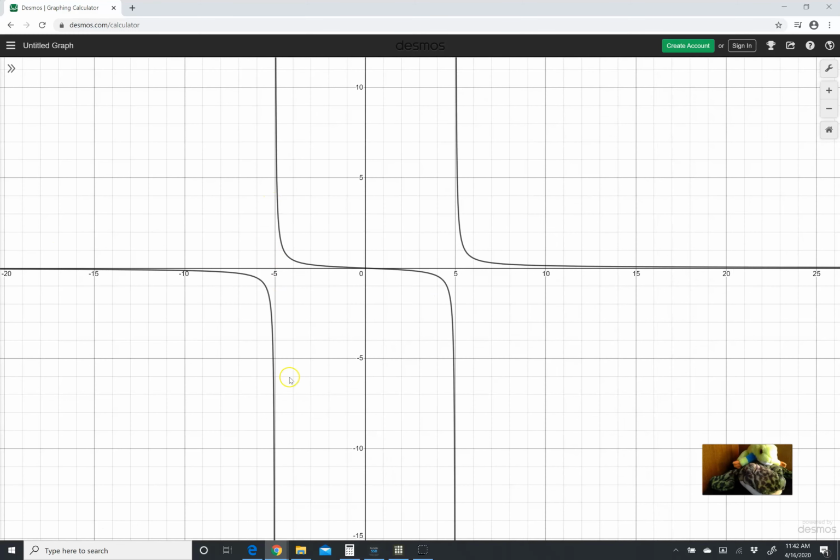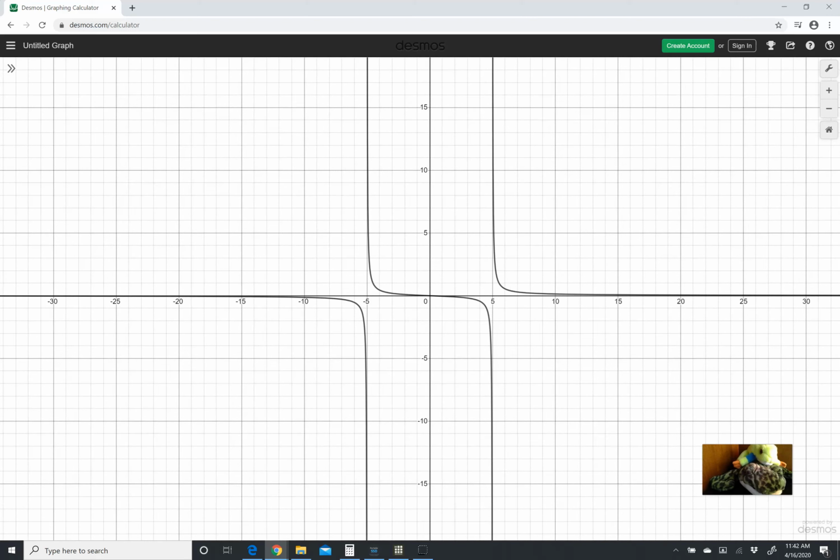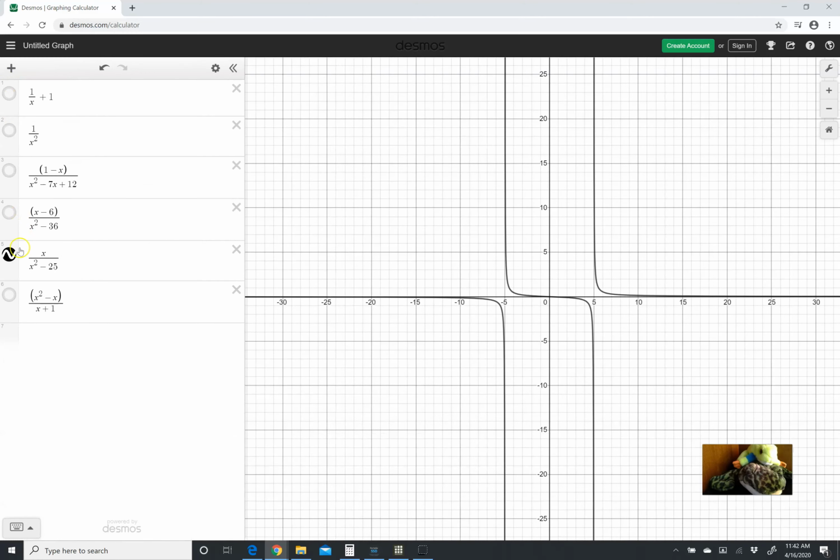So this is another function, another reciprocal function. Notice it looks a little bit different. We have this extra piece in the middle. This looks almost cubic, right? But here we have two vertical asymptotes. This function was x over x squared minus 25. If we factor the bottom, we get x plus 5 times x minus 5. So we can see that we have two vertical asymptotes, two places where the x value doesn't exist.